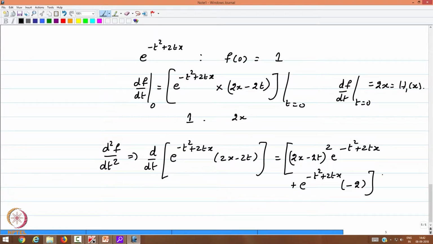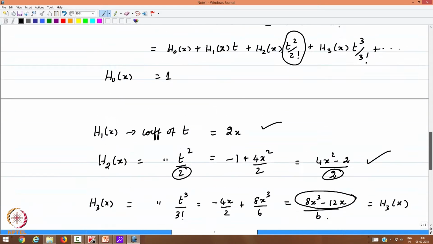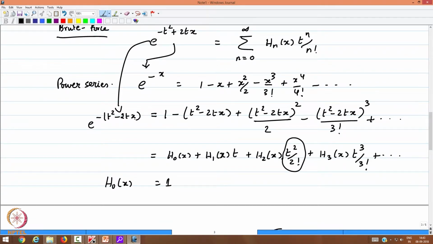So this has to be evaluated at t equal to 0, this whole function. If you do that, you get 2x squared, which is 4x squared, and a minus 2; everything else becomes 1 or 0. Therefore, this gives you 4x squared minus 2, and that is equal to H2 of x. Now you can obviously do this by taking successive derivatives of this function as a function of t, and if you set t equal to 0, whatever is the coefficient that is left over is this one.